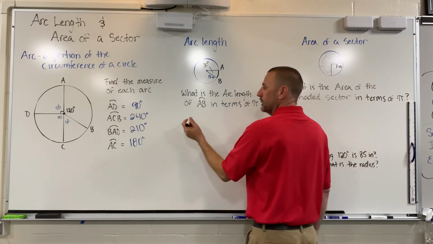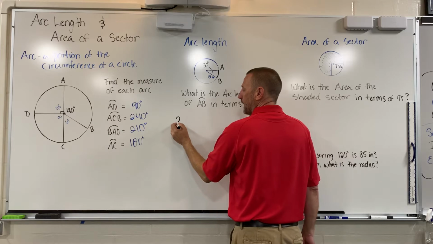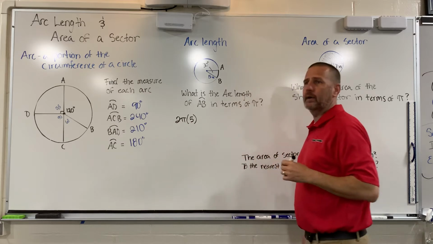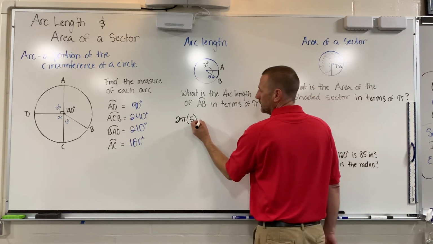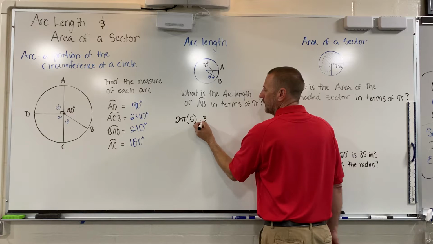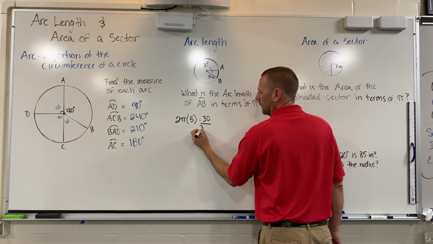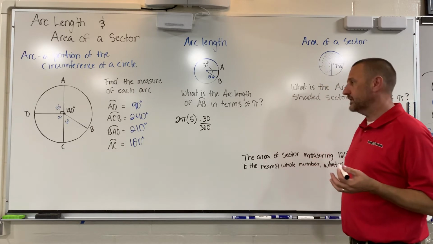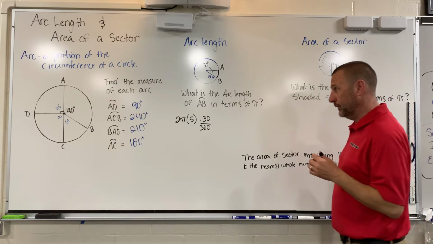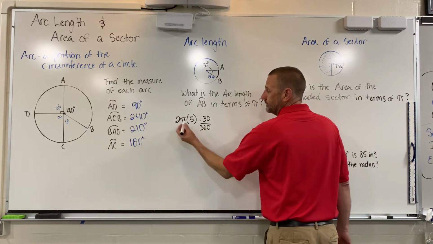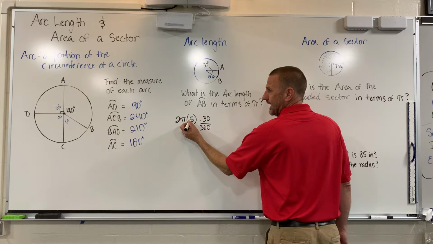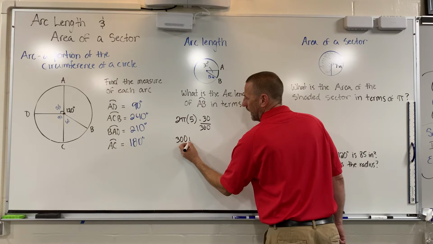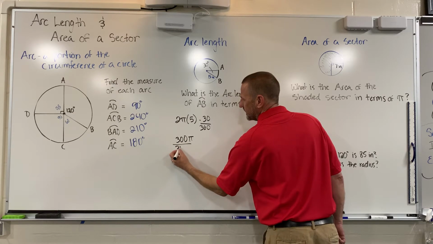So I'm going to take circumference, which is 2 pi r, and my radius is 5, and I'm going to multiply it by the part that I want. I don't want the whole circle, I only want 30 degrees of the total 360. I just want that small part. We've got quite a bit of multiplying. If I say 2 times 5, I get 10, and 10 times 30 is 300 pi over 360.